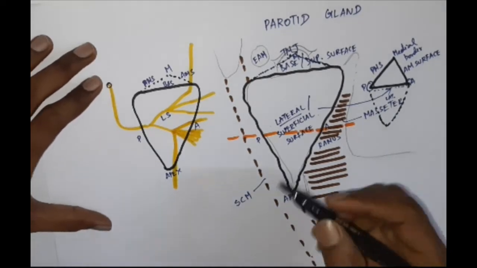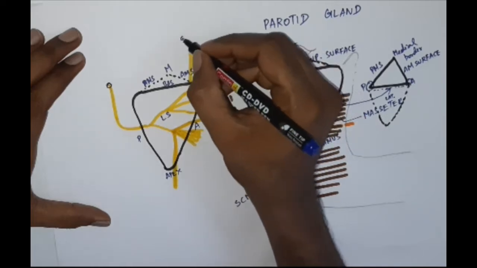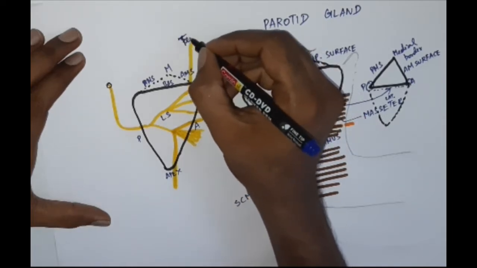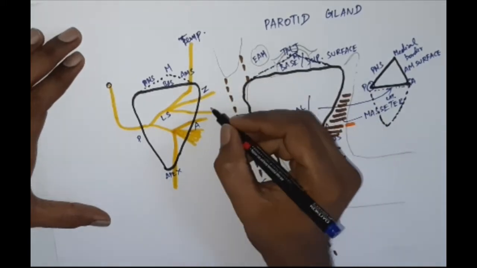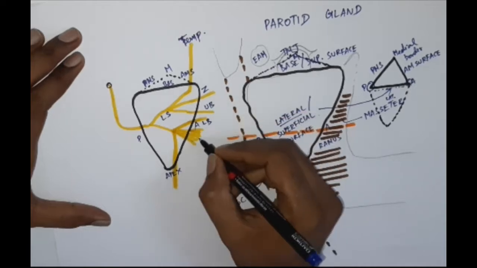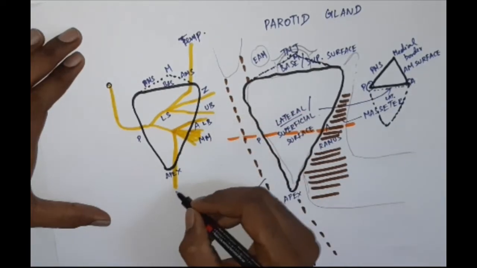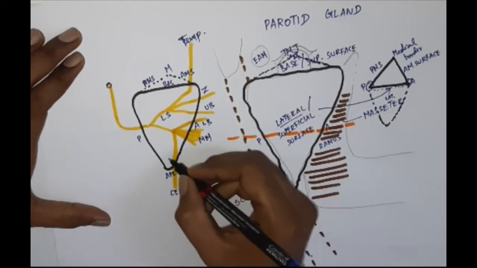So here, this is superficial. This is the temporal branch. This one is the temporal branch of the facial nerve. The zygomatic branch, the upper buccal branch, the lower buccal branch. This is the marginal mandibular branch. This is the cervical branch. The cervical branch comes out through the apex.